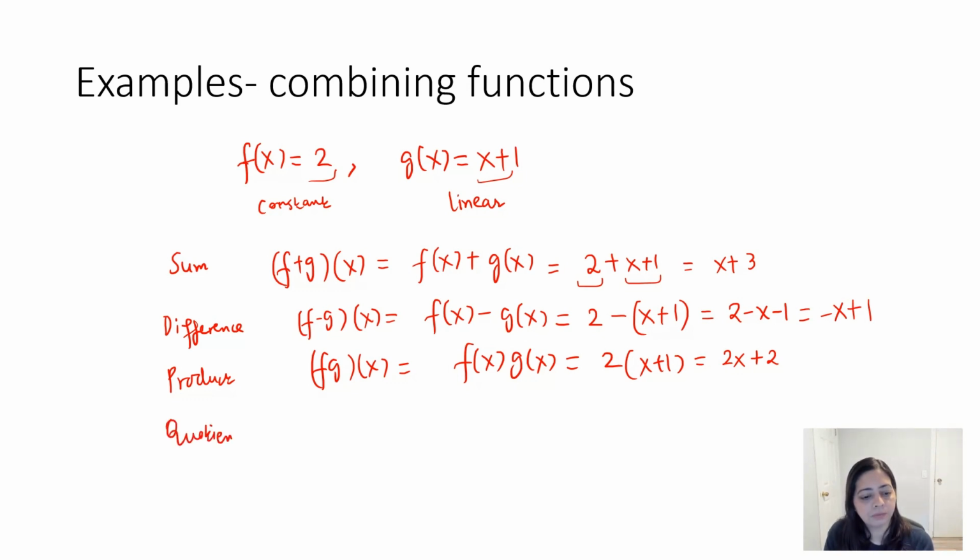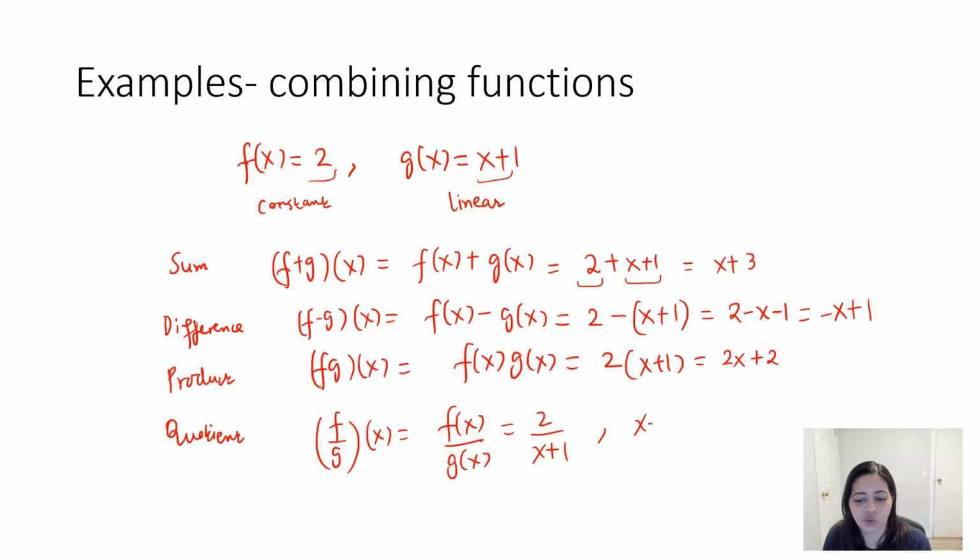And then if you talk about the quotient function, that's f over g. So f(x) divided by g(x). f(x) is 2, g(x) is x plus 1. That's what you get as the quotient function. And obviously you can always place the extra restriction that the denominator has to be non-zero. We're going to talk about this in a little bit more detail in the coming slides, about why we place this extra restriction. But that's all. This is a simple example of how to add two functions, subtract two functions, multiply them, divide them.